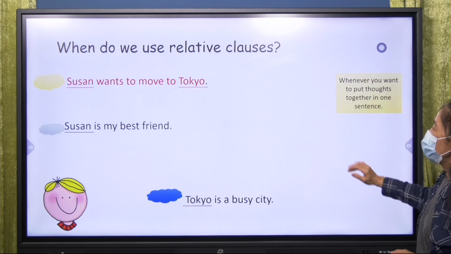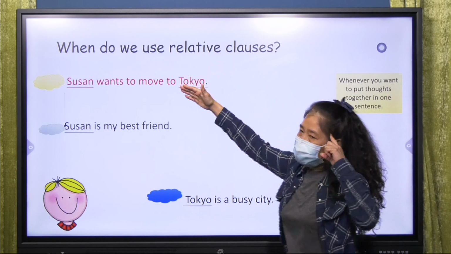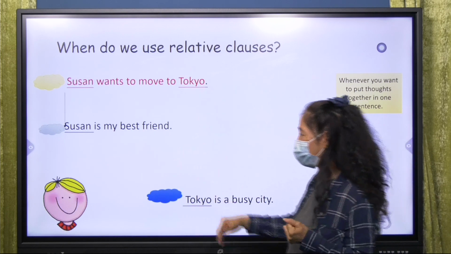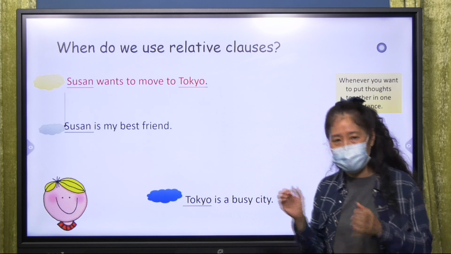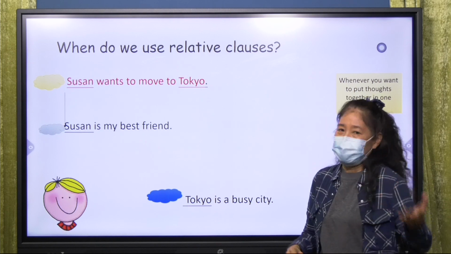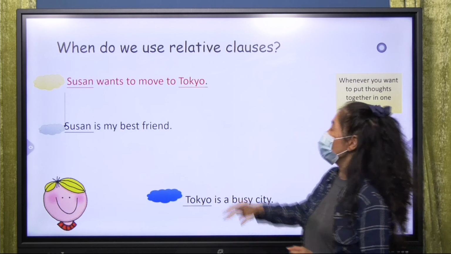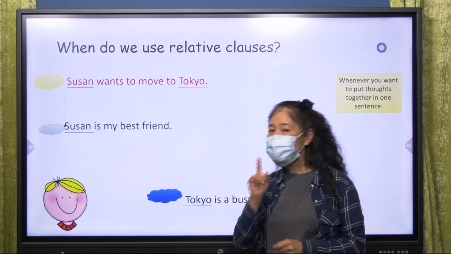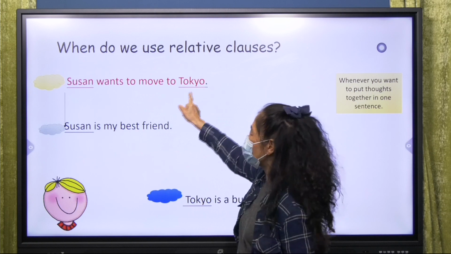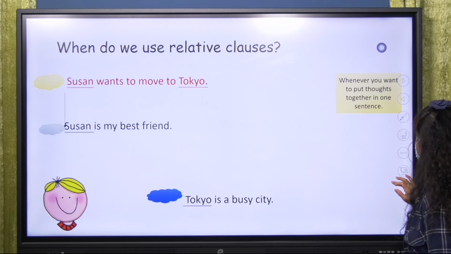So now, when you want to put your thoughts together, your first idea, your second idea, your third idea, what should we do? As I mentioned a minute ago, we can put clauses together, but pay attention, we are talking about relative clauses. There should be something in common. Let's look at here. Susan wants to move to Tokyo. Susan is my best friend. So let's look at these two clauses.